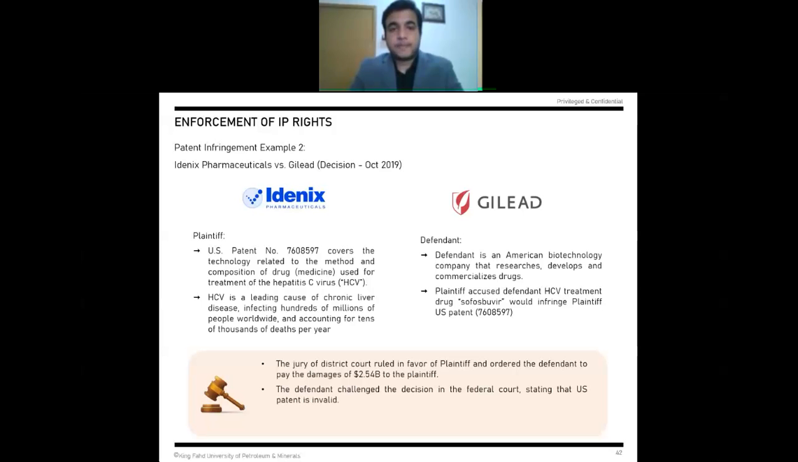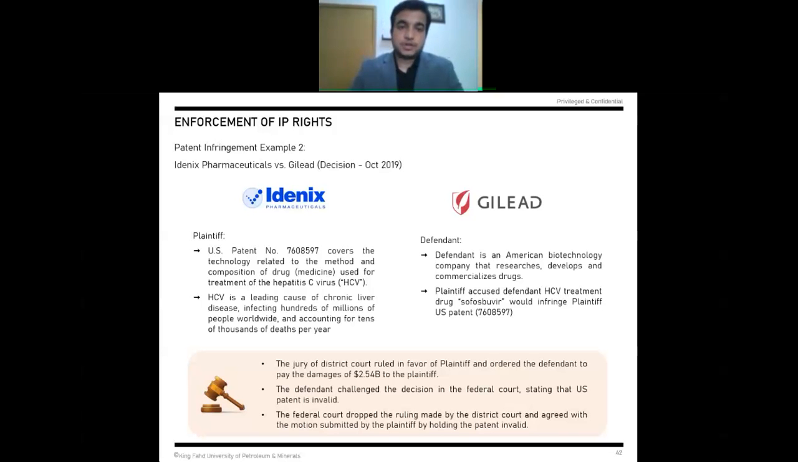But Gilead did not make this payment. They went to a higher court, to the federal court, and they challenged that the patent itself is invalid. And they were successfully able to prove that. They were able to invalidate the patent. So if there is no patent, there is no issue of infringement. So the federal court dropped the ruling made by the district court and agreed that the patent is invalid.